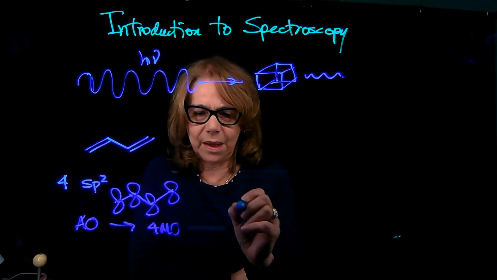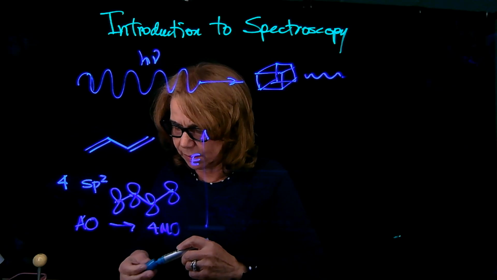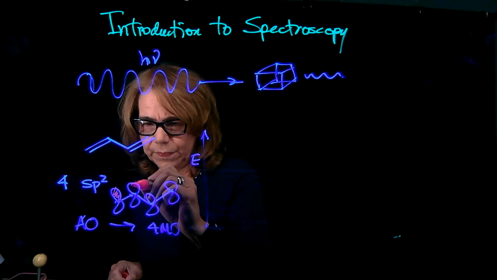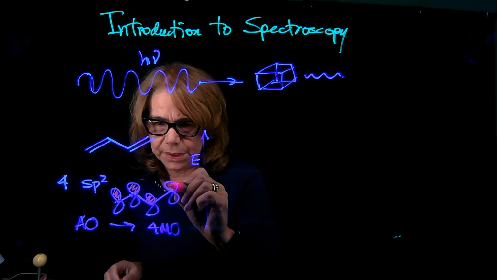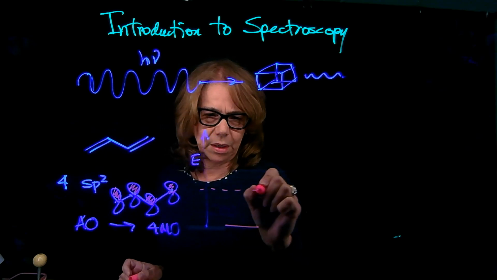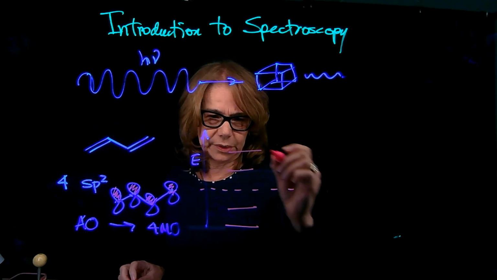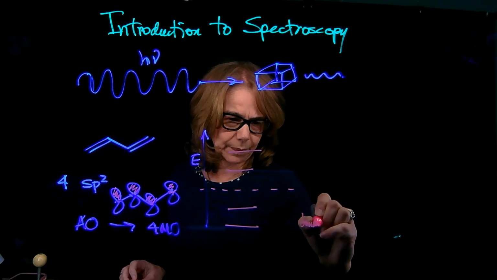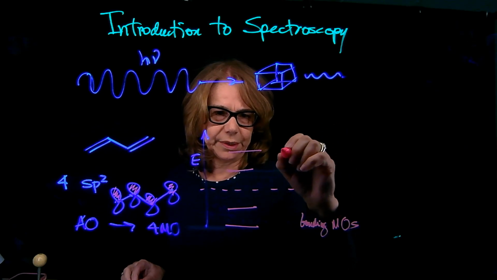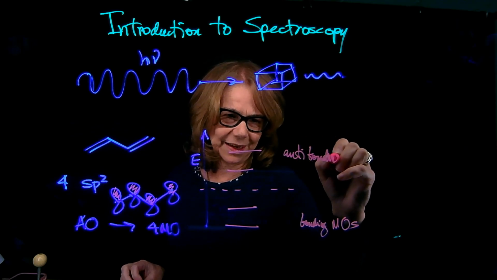And this is, say, energy. This way is going to be increasing. And I'm going to draw those molecular orbitals. So these are just my p's. And when I build the molecular orbitals, we're going to have 2 orbitals that are lower in energy, which we call the bonding MOs, and 2 higher in energy, which we call the anti-bonding MOs.